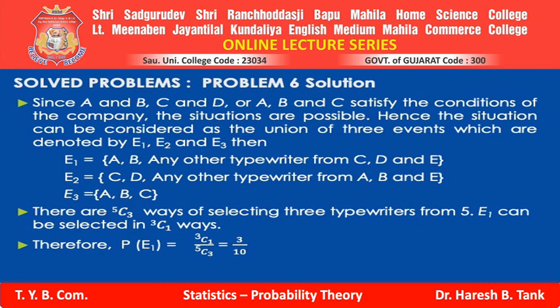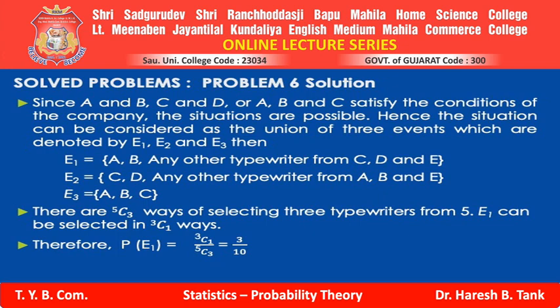First selection is A, B, and the third selection is any other typewriter from C, D and E. E2 is C, D are fixed and any other typewriter from A, B and E. And E3 is fixed with A, B and C selection. So there are 3 different ways of selecting 3 typewriters from 5.